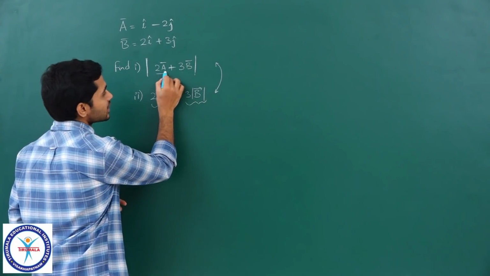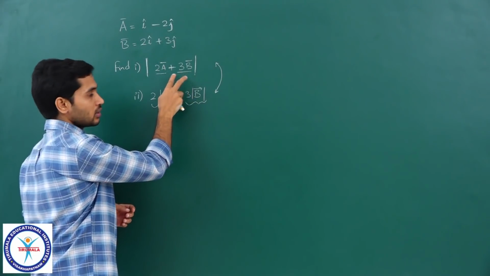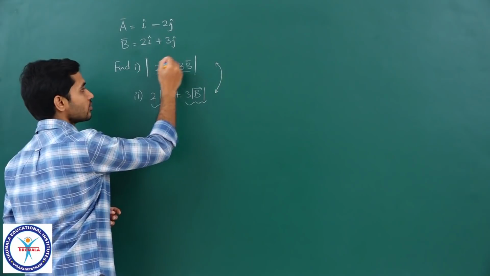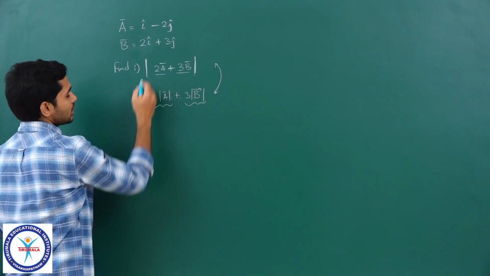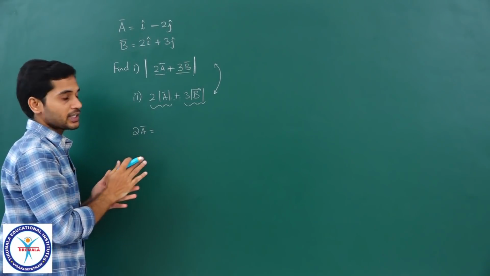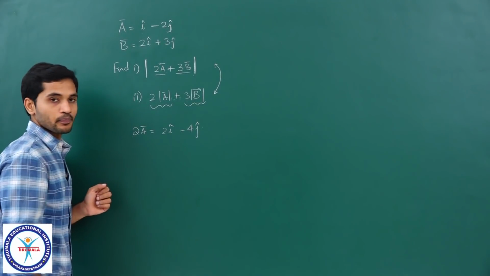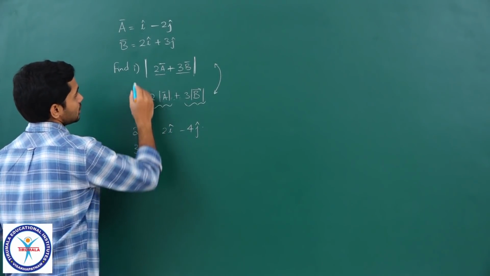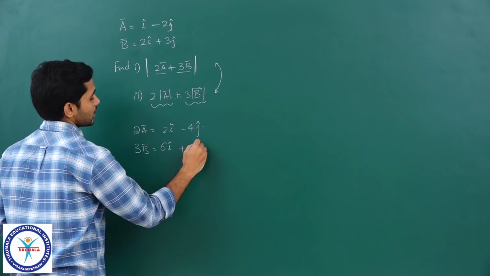But here, we are first adding the vectors, which means we are first finding 2a bar, and finding 3b bar. We have two vectors, we add them, find the resultant vector, and then find the magnitude of that. Clear? So, let us do the first question. What is 2a bar? Let me write that down first. 2a bar is equal to twice of this. You can directly multiply the coefficients, right? So, 2i cap minus 4j cap. Clear? Now, what is 3b bar? 3b bar will be 3 into this, which will give me 6i cap plus 9j cap.